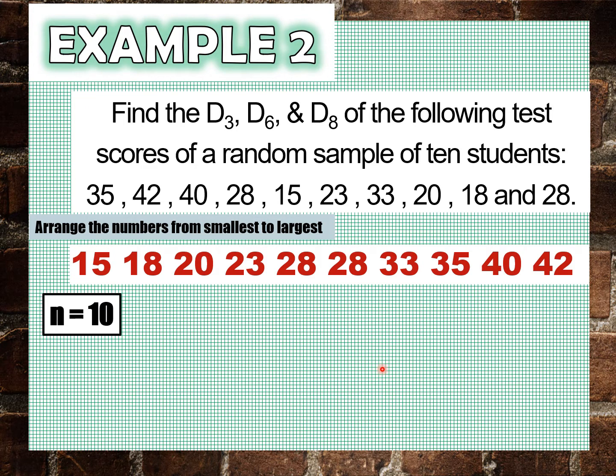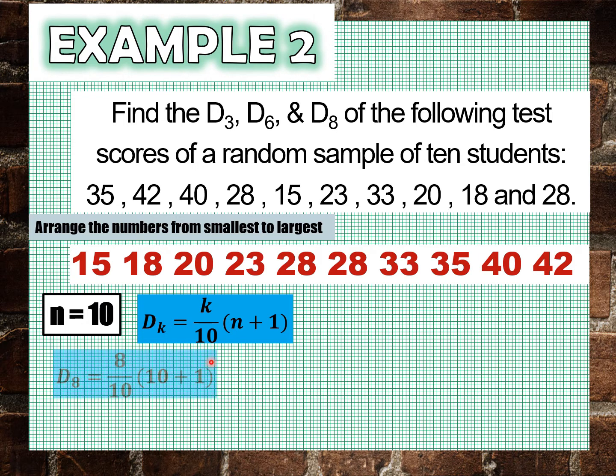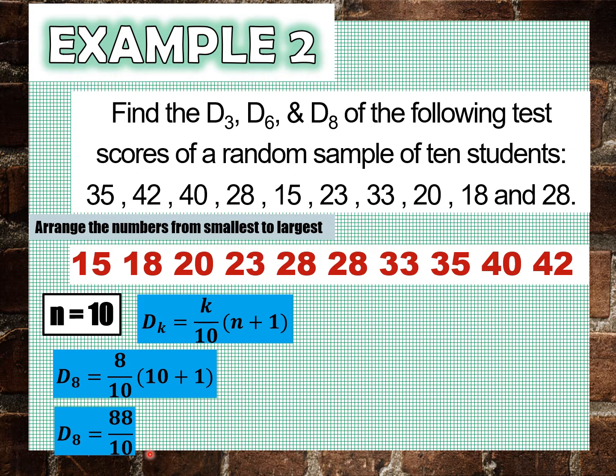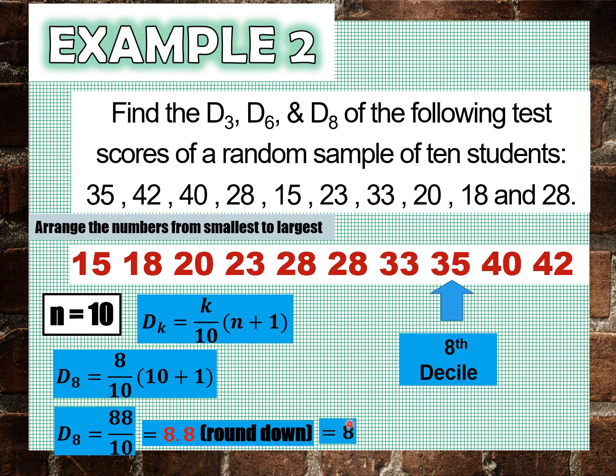And lastly, let's solve for the decile 8. So, this time, yung value ng k natin is 8. So, we have 8 over 10 times 10 plus 1. 10 plus 1 is 11 times 8 is 88 divided by 10 is 8.8. And since nasa right side tayo ng decile 5, round down again. So, it means yung pang 8 na data, yung ating decile 8. So, that is 35 ang ating 8th decile.